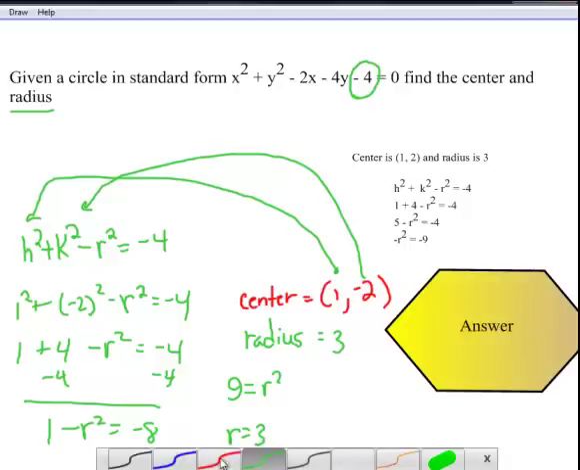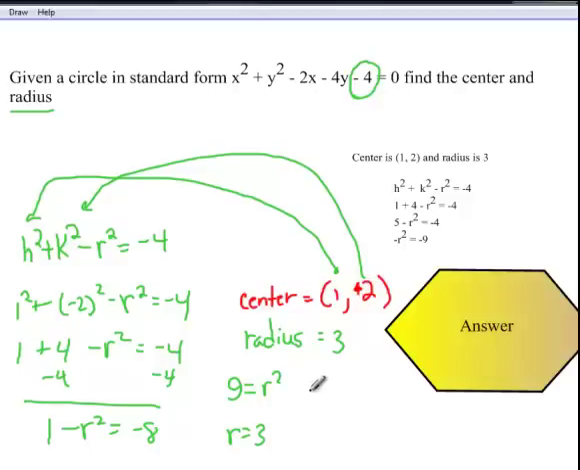Whoops. Caught myself. Don't be emailing me about extra credit. I caught myself. Negative 4 divided by negative 2 is positive 2.